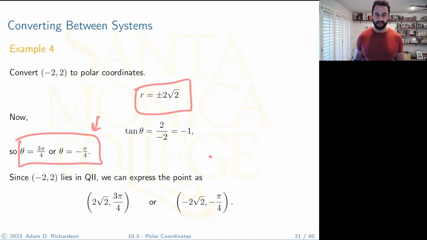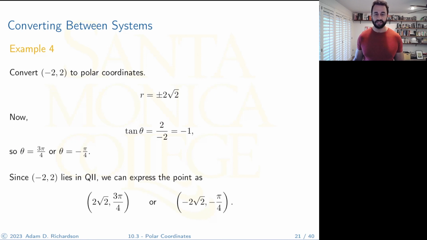By the way, there are infinitely many more angles that would work for this, but I just picked a couple easy ones. Anyway, here are just two easy ones. So you could pick negative pi over 4, or you could pick 3 pi over 4. Both of those rays will give you a slope of -1.